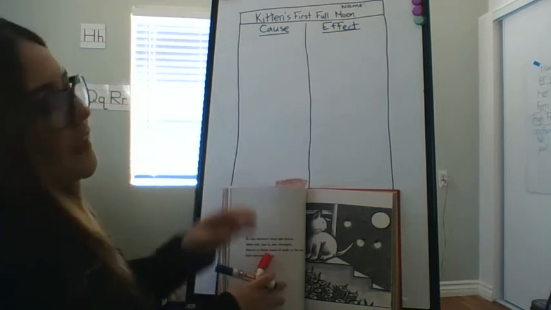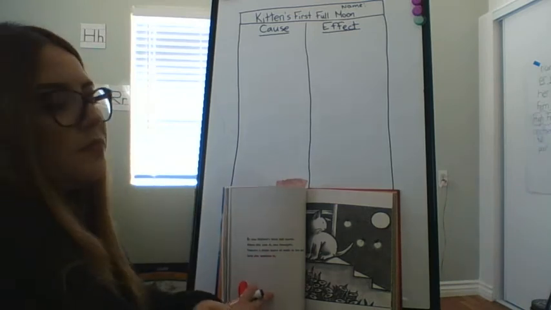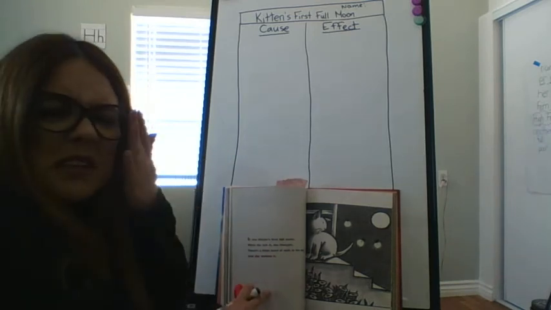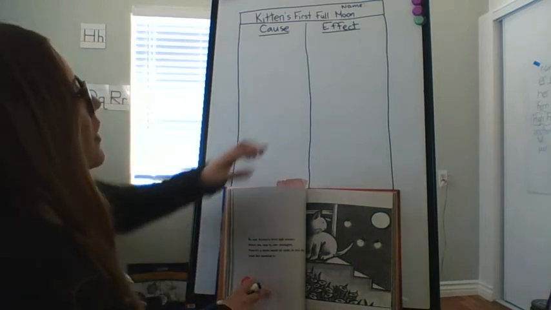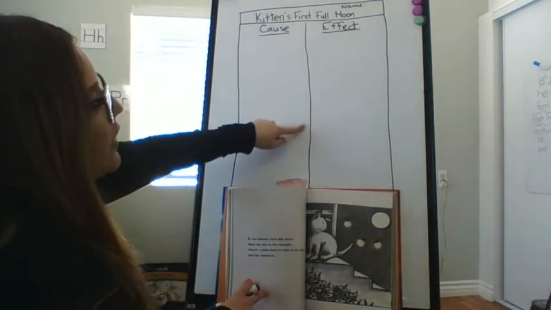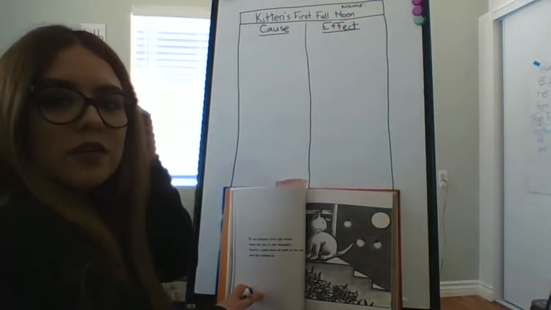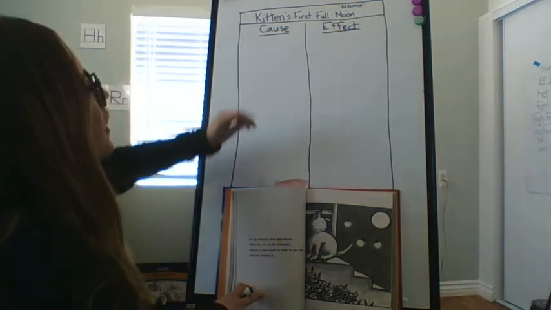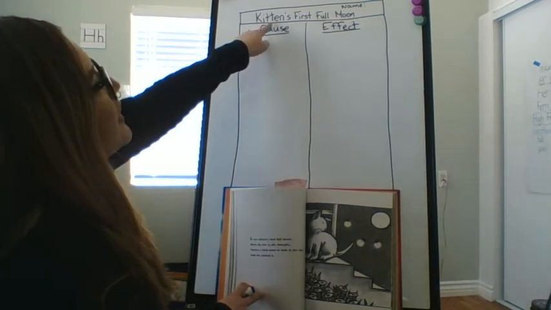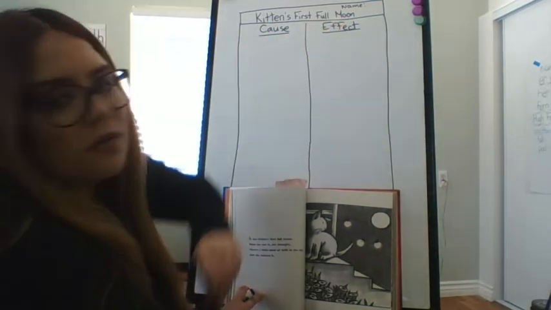So you're going to get a regular sheet of paper because I don't have one for you. You're just going to get any regular sheet of paper. You're going to fold it in half like my paper. This is my paper right here. And you're going to fold yours in half. At the top, you're going to put Kitten's first full moon.